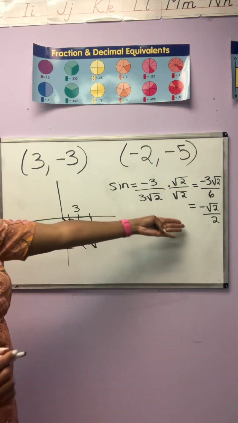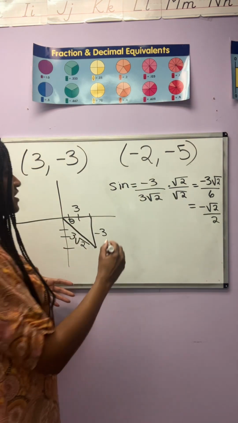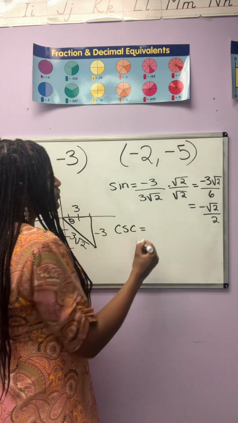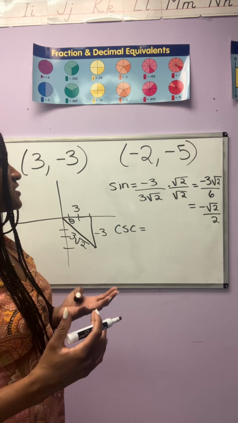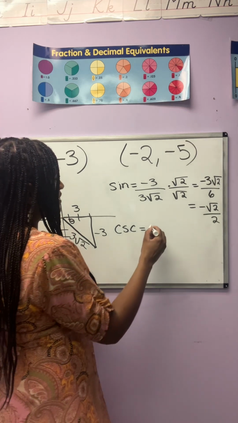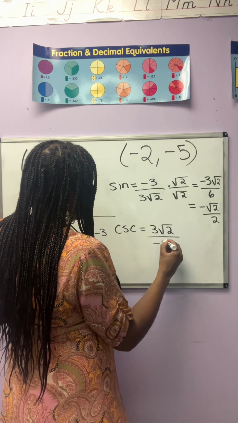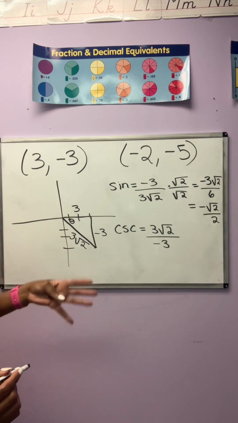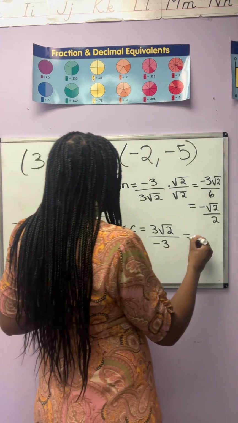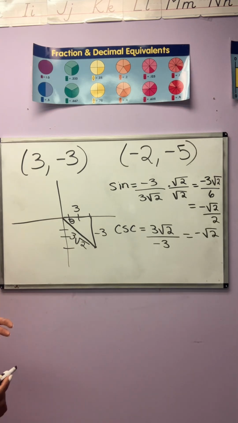So that's our sine. Now, the inverse of sine is cosecant. The cosecant is the reciprocal of sine, so the easiest way to do that is to flip it: 3 square root of 2 over -3. Now, the 3's cancel out, so we can just say negative square root of 2. So that's our cosecant.